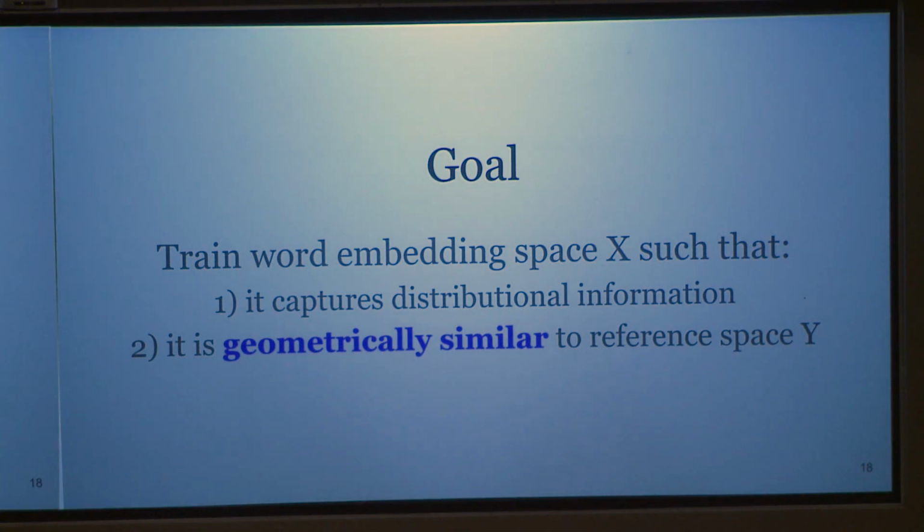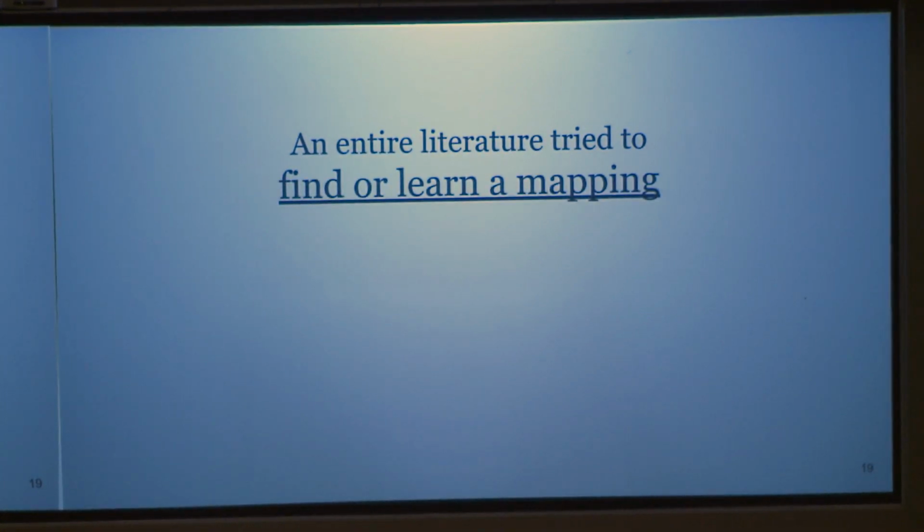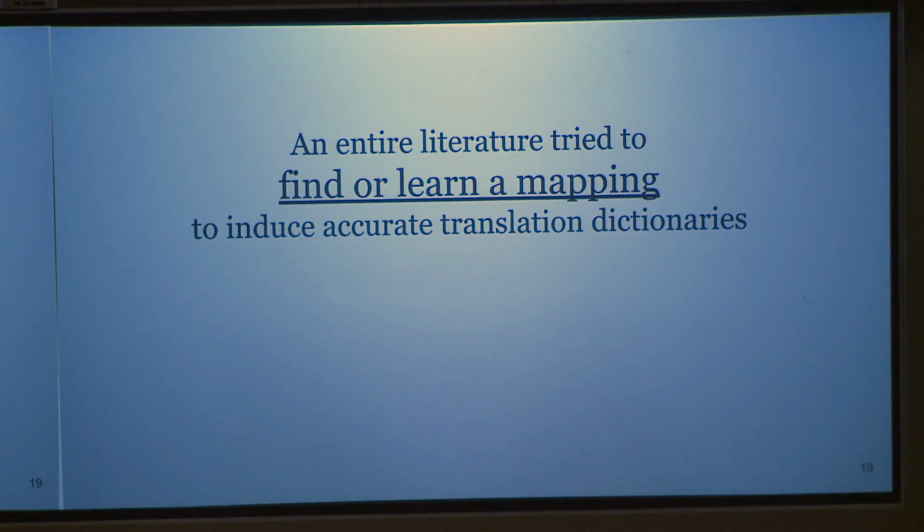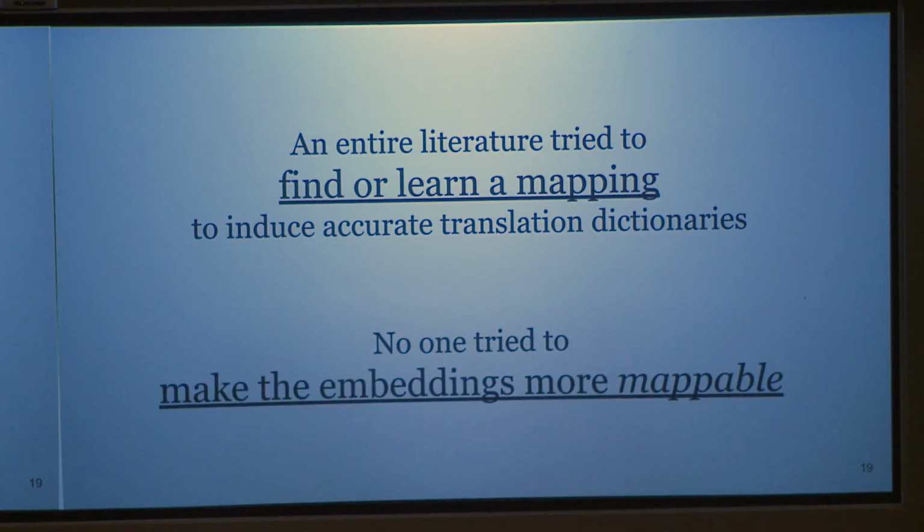So our goal in this paper is going to be to train word embedding space X such that it captures distributional information as we would like it to when creating word embeddings, but that it is also geometrically similar to a reference space Y. In other words, an entire literature tried to find or learn a mapping to induce accurate translation dictionaries, but no one tried to make the embeddings themselves more mappable until we did.